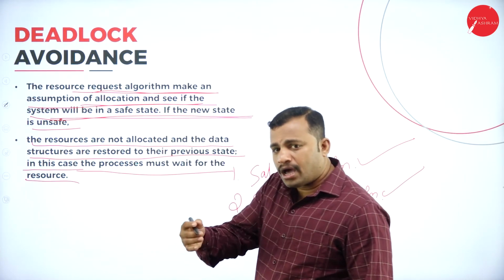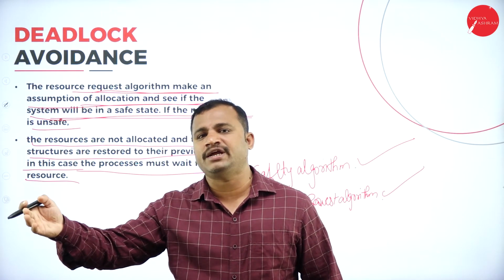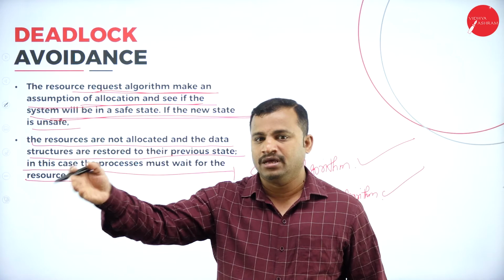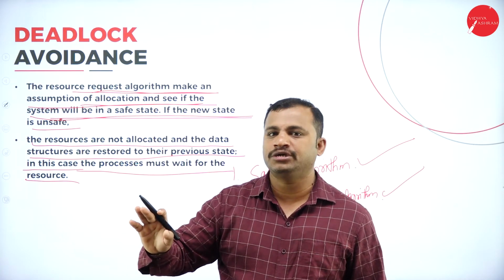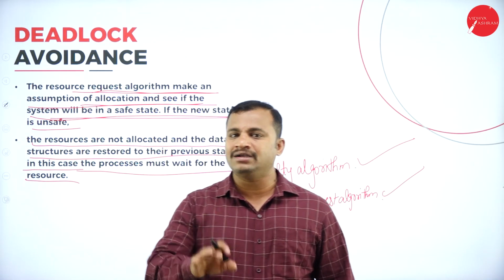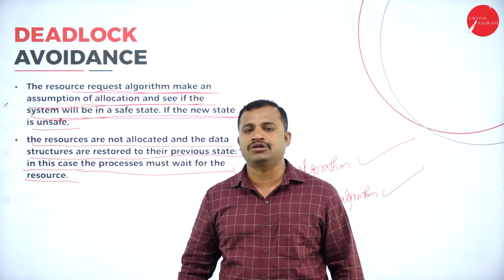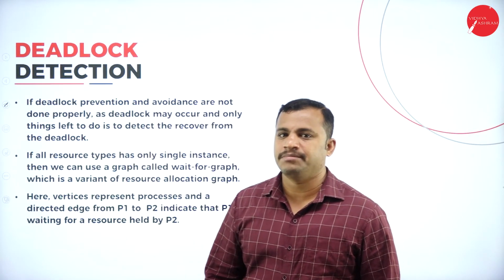That means by allocating resource to the process, if it leads to any unsafe state in the next sequence, then it won't grant permission to allocate the resources to the process, so that the process must wait until the resources are granted for use with that particular process. That is the meaning of it.